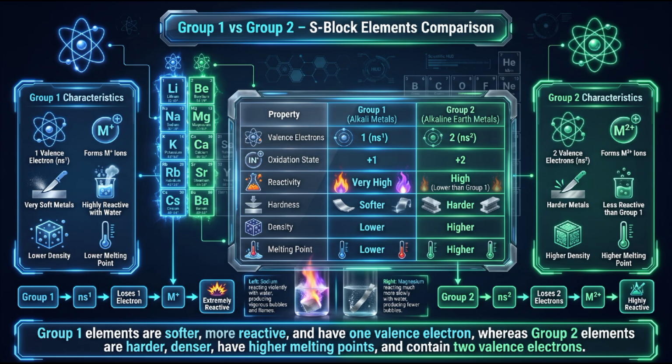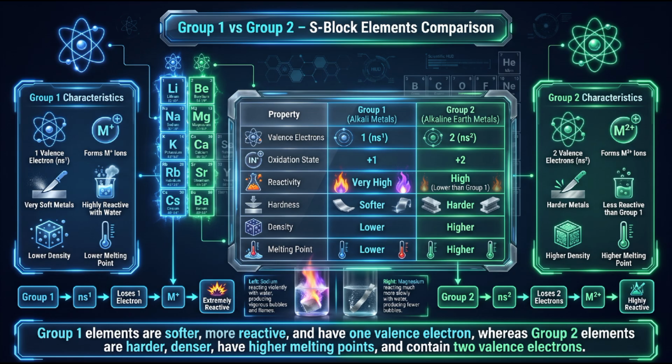Although both groups belong to the S block, they show different behavior when reacting with water. Group 1 metals react vigorously even with cold water, producing metal hydroxides and hydrogen gas. The reaction is highly exothermic, and the released hydrogen may ignite, producing flames or even explosions with heavier alkali metals.